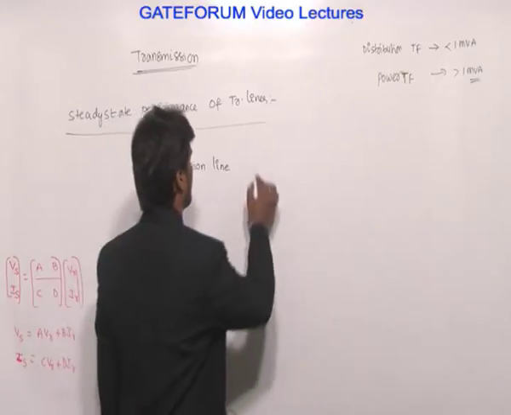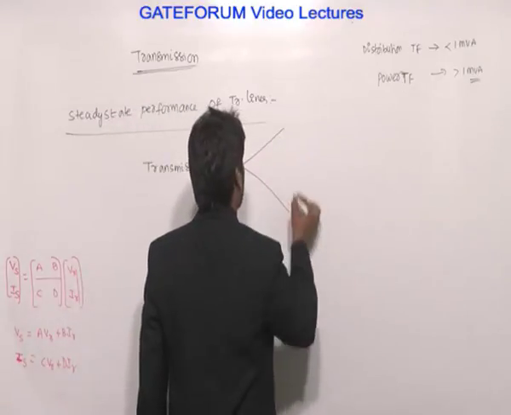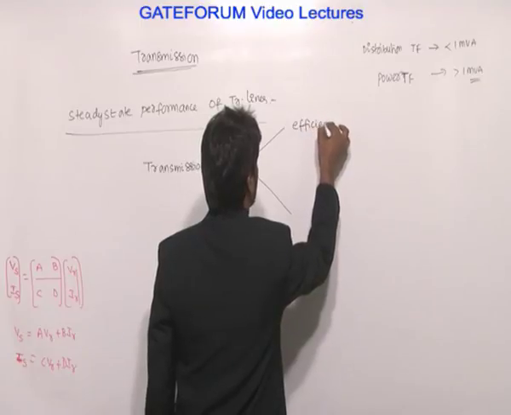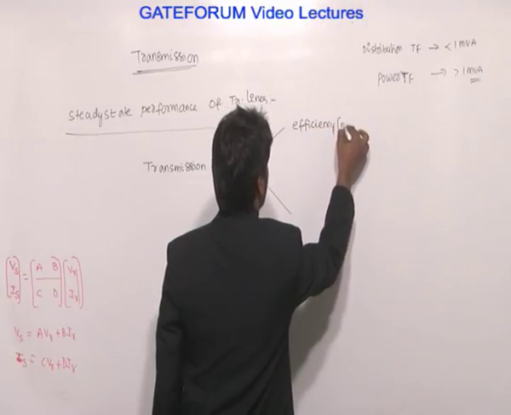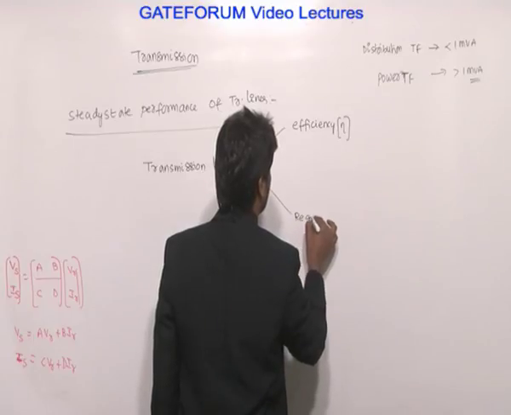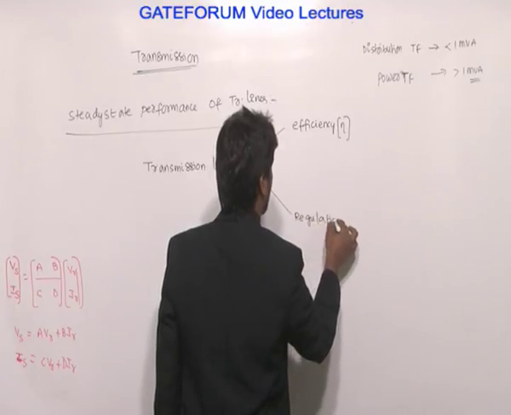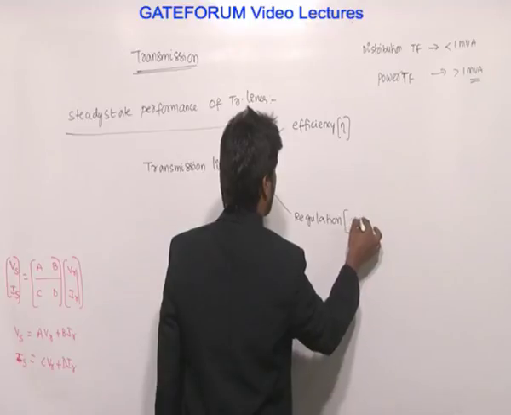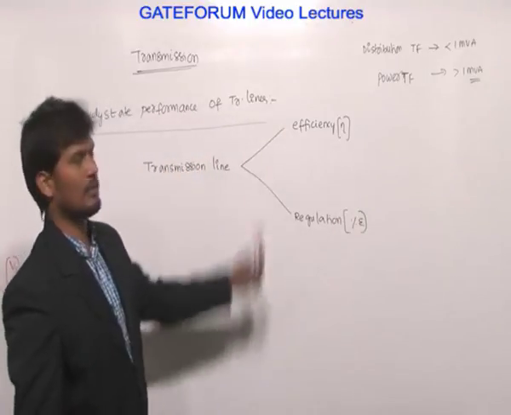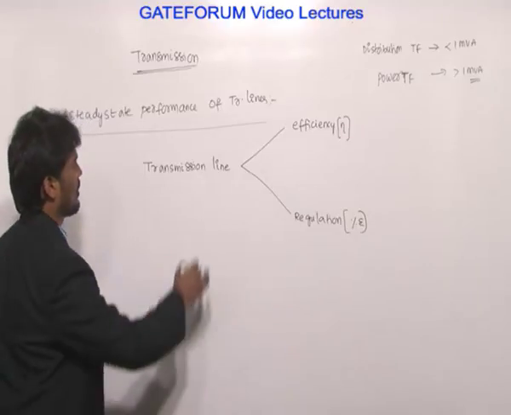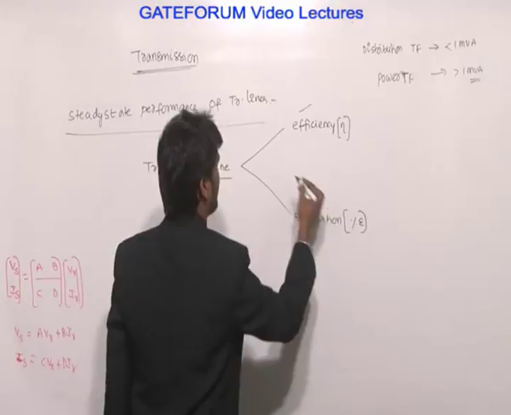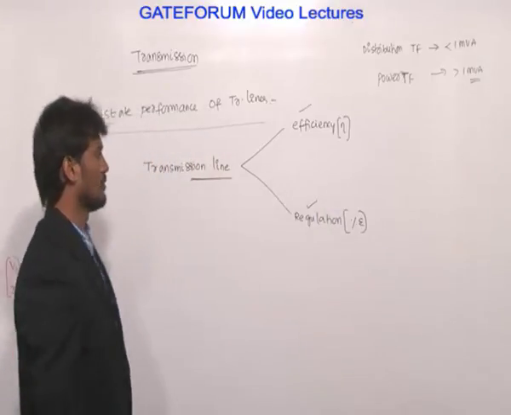can be analyzed in two ways. One is calculating efficiency, and the other is calculating regulation. It is a percentage regulation, represented by that symbol. Efficiency is represented by that symbol. Transmission line performance can be analyzed by calculating or evaluating efficiency and regulation.